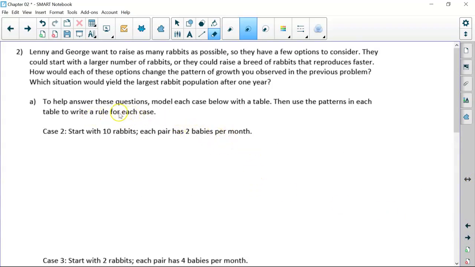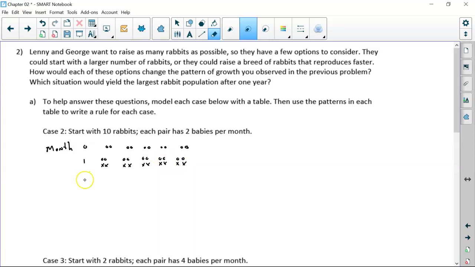Now, in this case, we're starting off with 10 rabbits, and each pair is having 2 per month. So month 0, we start off with 10 rabbits. I'm going to pair them up. So then in month 1, we have 2 parents, 2 offspring, 2 parents, 2 offspring, and so on for each pair.